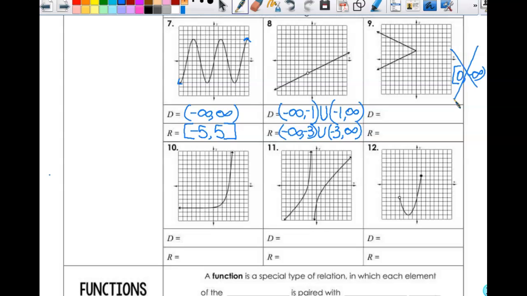Instead, I have to think domain. I'm starting out here at the left. I get to start at negative infinity. And then my x values go all the way to 0, and then I don't have any more. Never include your infinities. 0 is an x value on the graph, so it's closed.